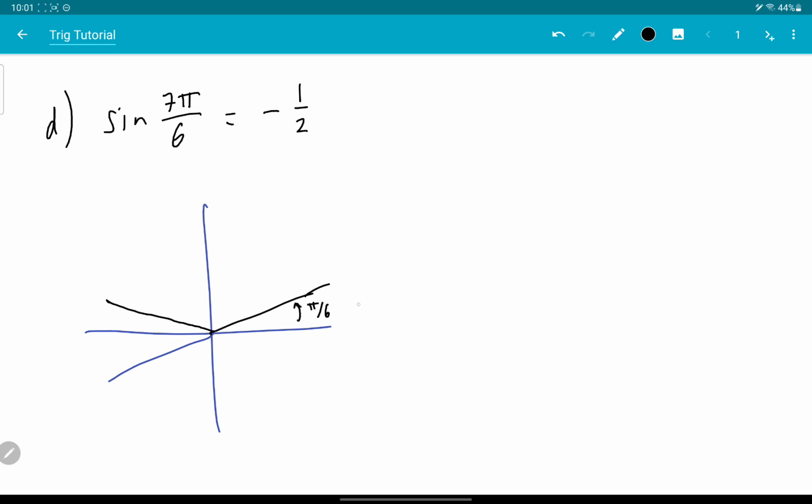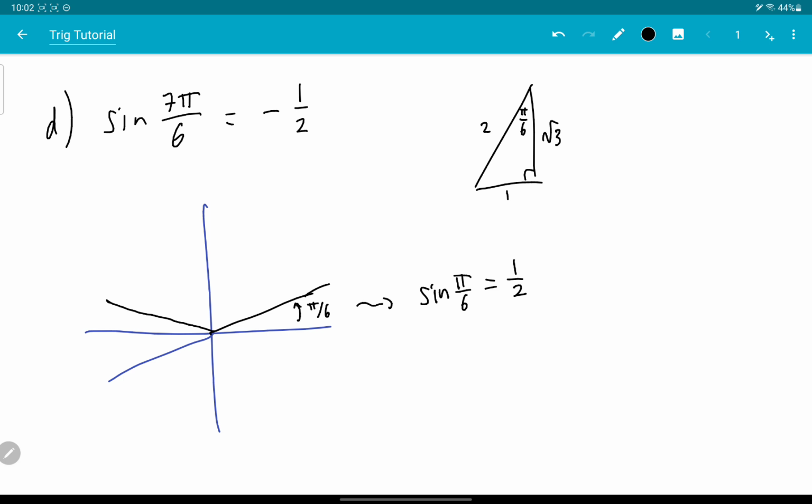Now I say to myself, sine of pi over 6 is, well, this triangle here tells me that sine of pi over 6 is 1 over 2. Now, what about this guy? What about sine of 7 pi over 6?